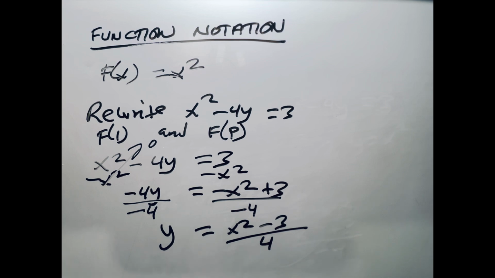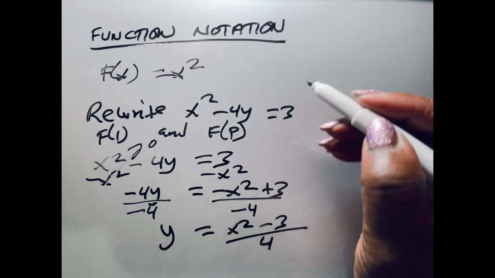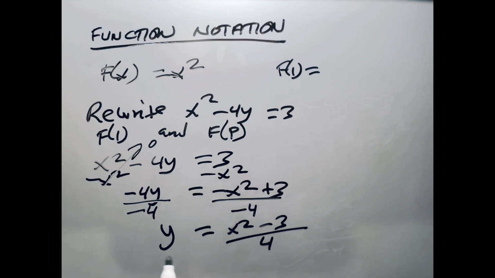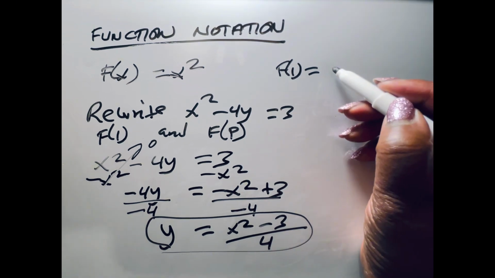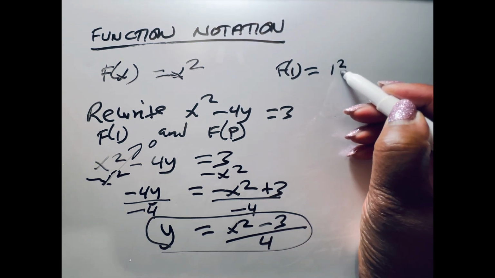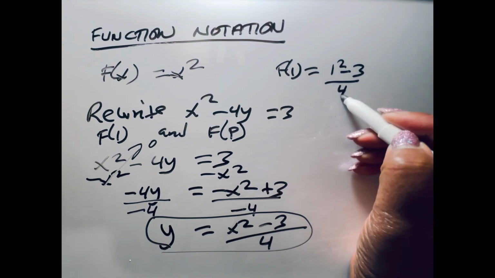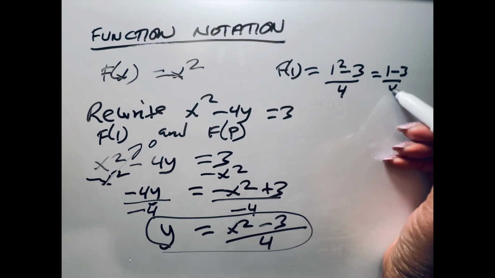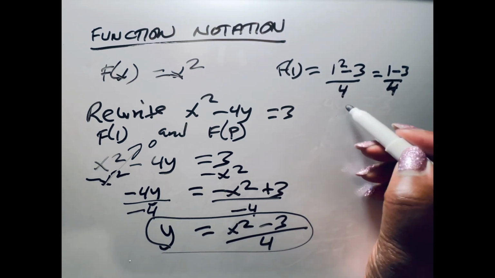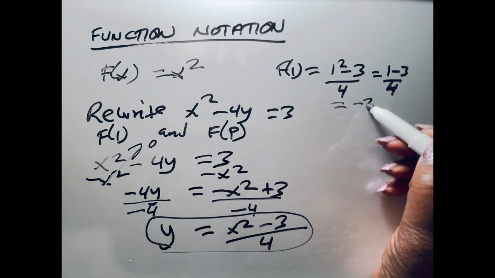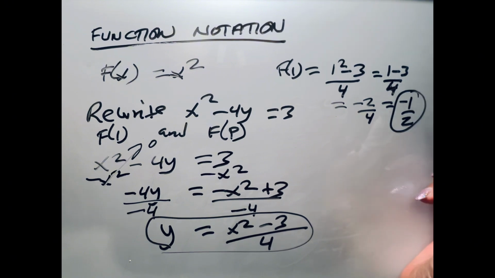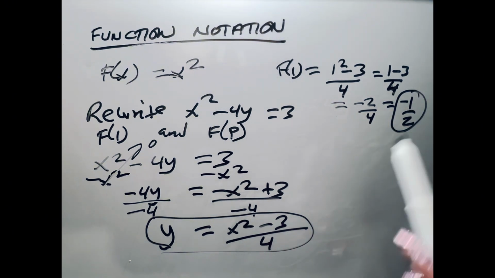Now, next thing, we want to find f of 1. So to find f of 1, we're going to take 1 and plug it into our final equation here. So f of 1 is going to equal 1 squared minus 3 all over 4. That will give us 1 minus 3 over 4. And then this will give us negative 2 over 4 or negative 1 over 2. So f of 1 is negative 1/2.